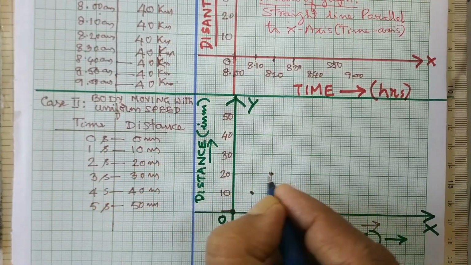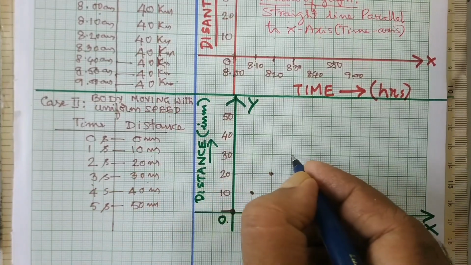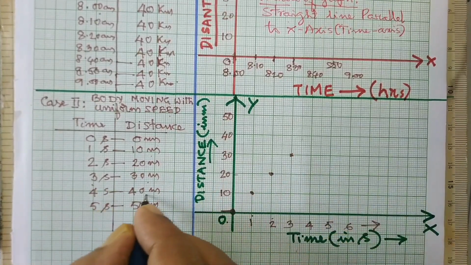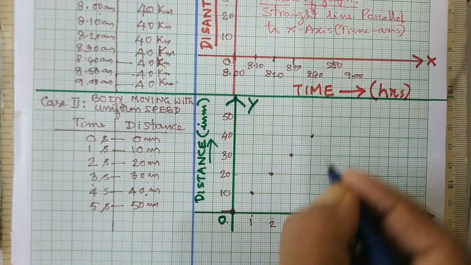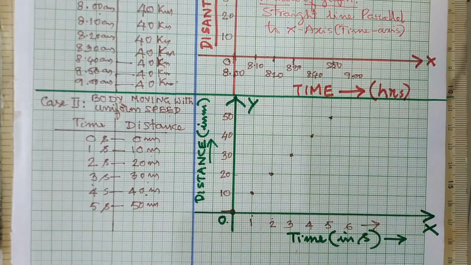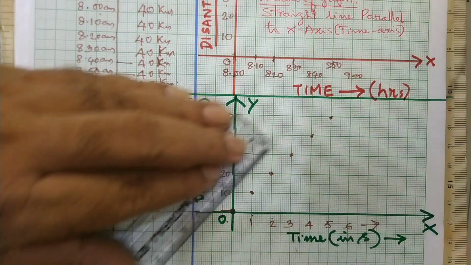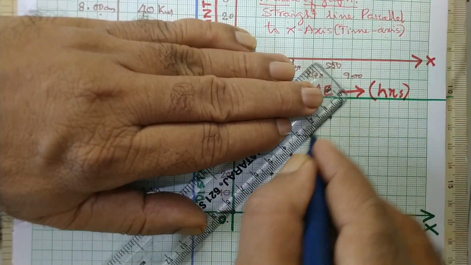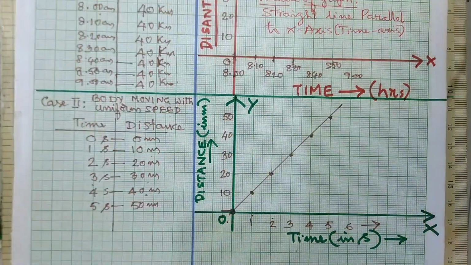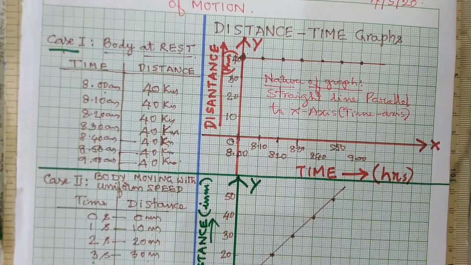2 second 20 meter. See, 3 second 30 meter. 3 second 30 meter, the point will come here. 4 second 40 meter, 40 meter will come here. 5 second 50 meter. Up to 5 second only I have taken. The points will come like this. Using the pencil, you have to put very sharp points. For the sake of understanding your video, I am putting them a little bit larger. Now, if you join this graph, you will get a line like this. Observe carefully this graph, you are getting like this. Compare the shape of the graph.